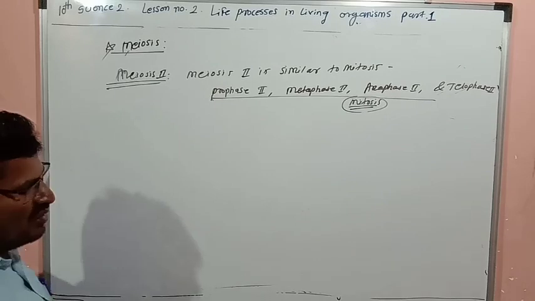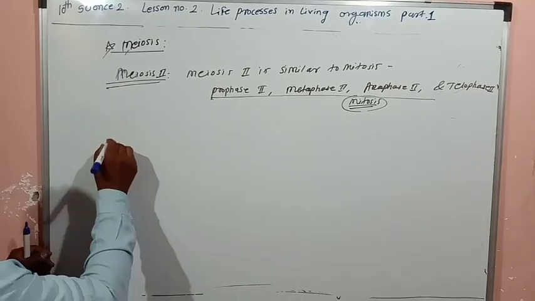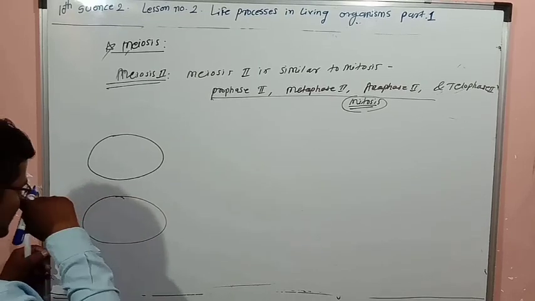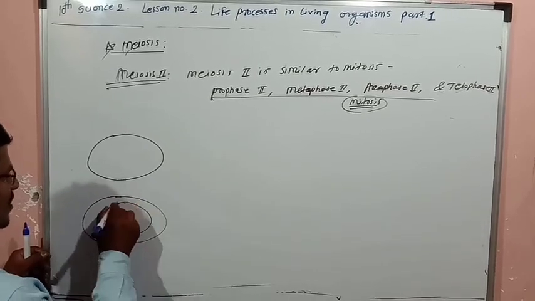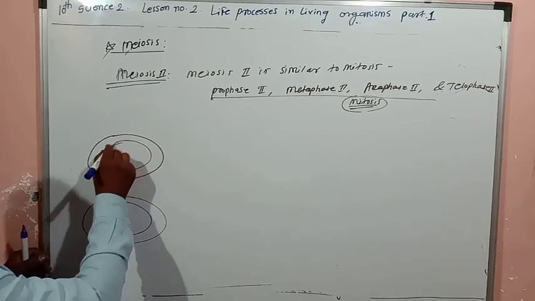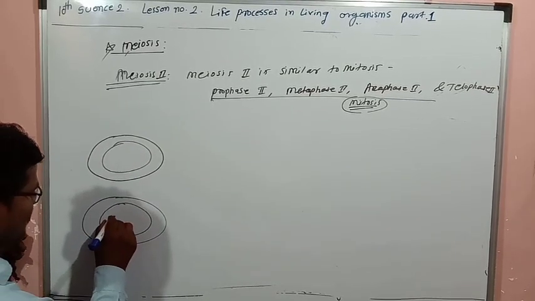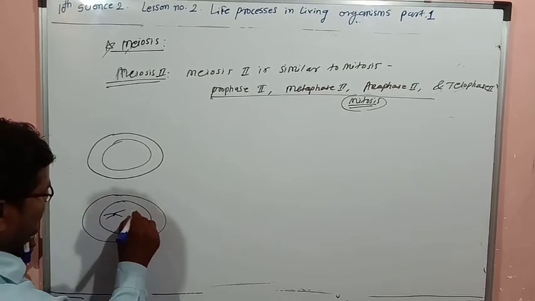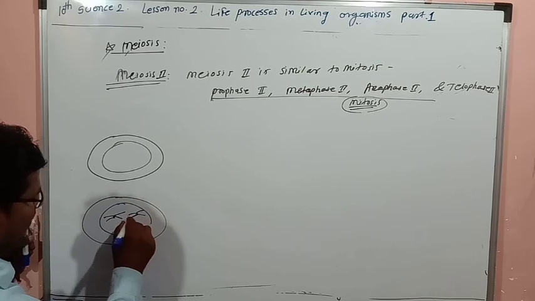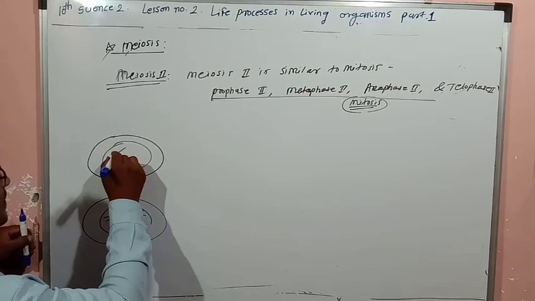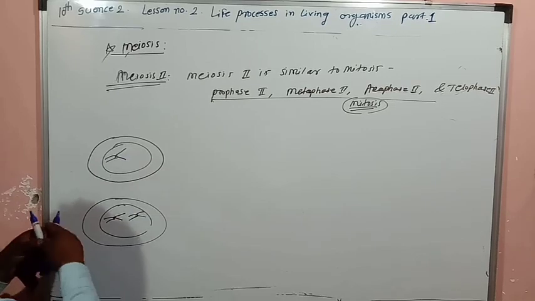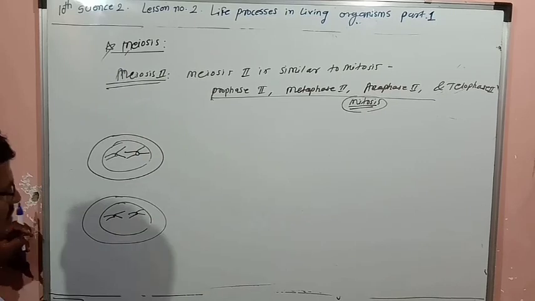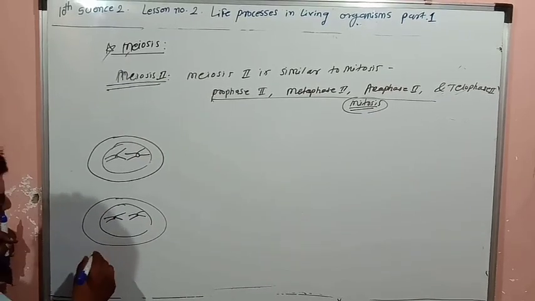So already we have studied in the meiosis first, 2 daughter cells are produced, and these 2 daughter cells are having chromosomes. How many chromosomes are there? 2 chromosomes are there. Suppose one is here like this, and another one is here like this. So one is here, another one like this. 2 chromosomes. And suppose this one is there.